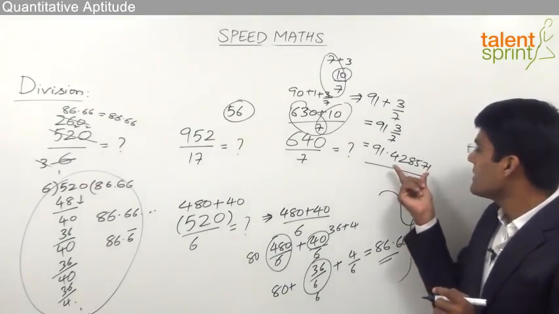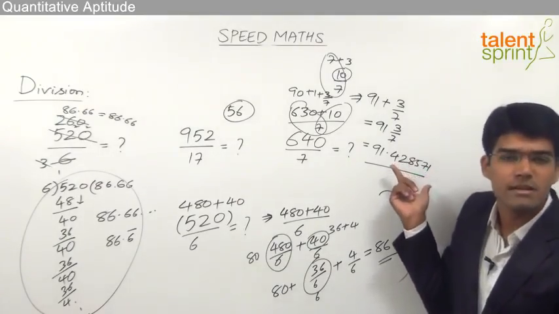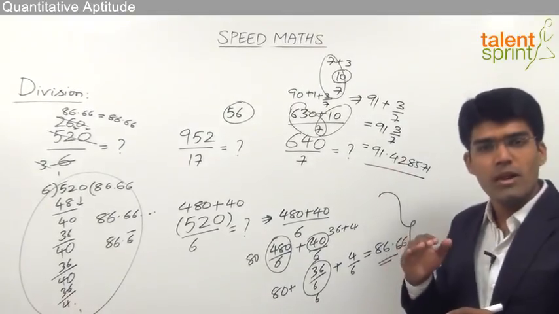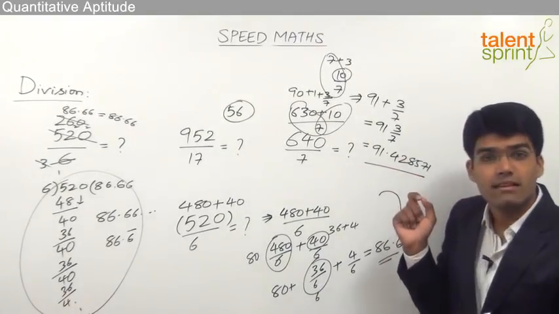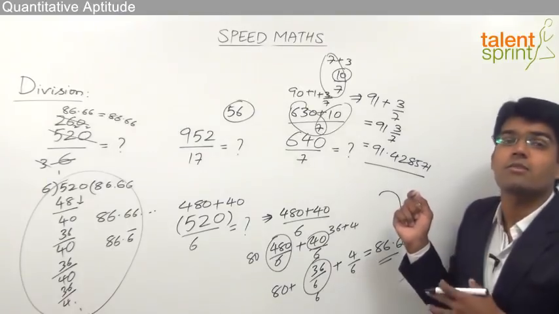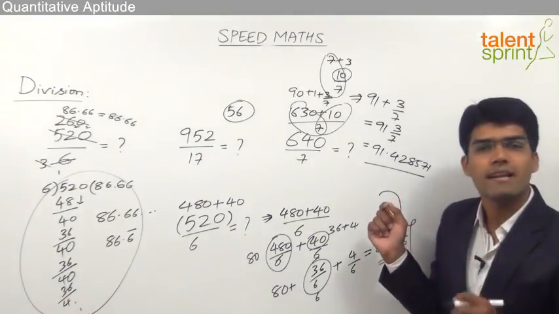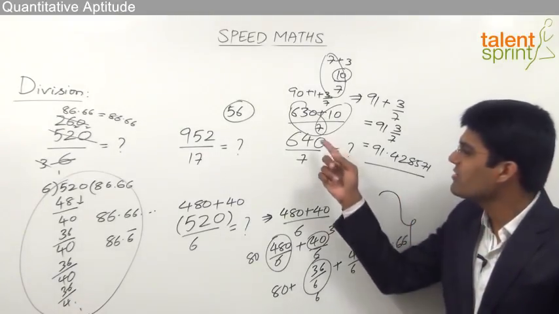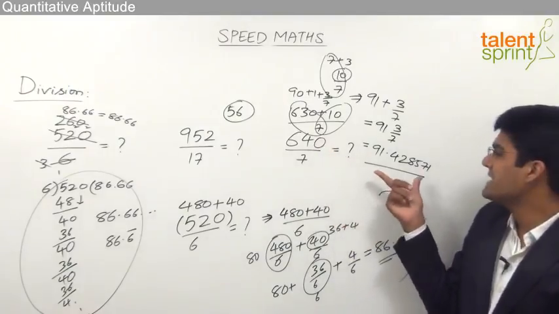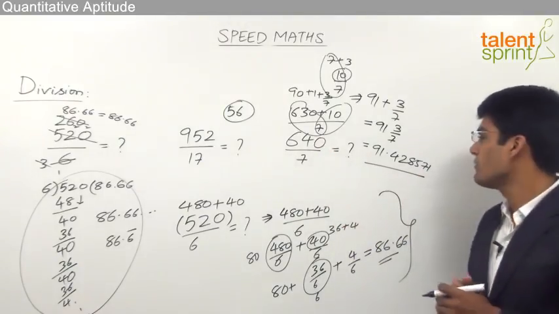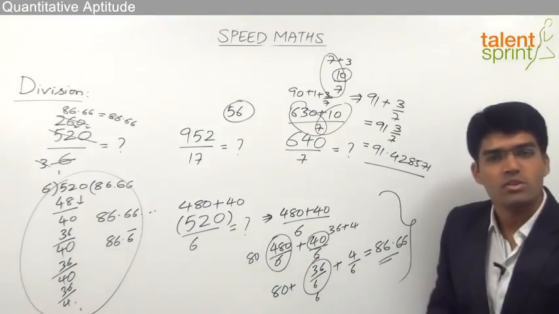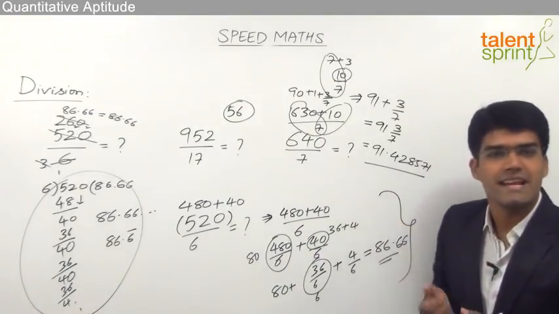And as you can see here, it is up to 6 decimal places. Now you might be wondering, how did I get this answer? Or is this answer correct or not? You can verify that from your calculators. Just try to divide 640 by 7 and see if the answer is 91.428571 or not. You will find that this is the exact answer.